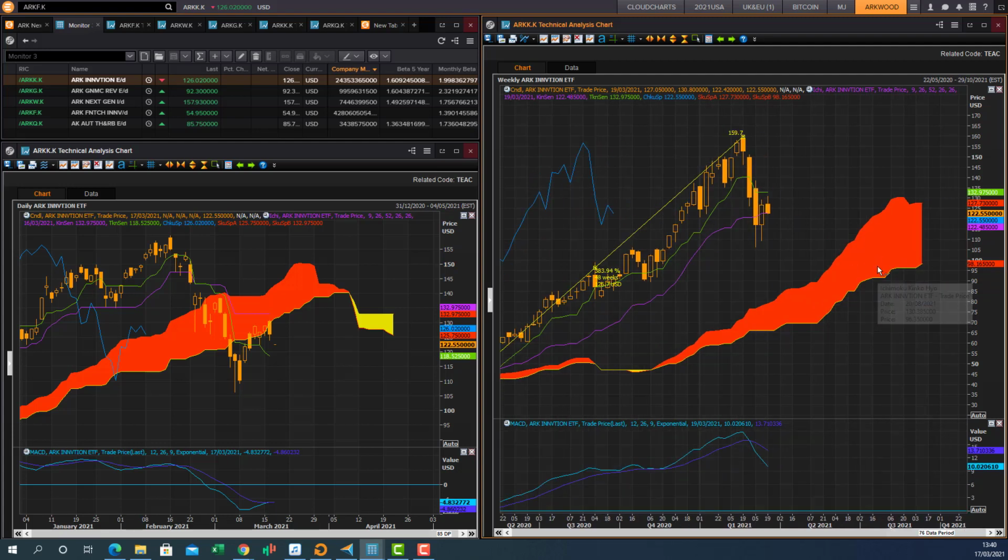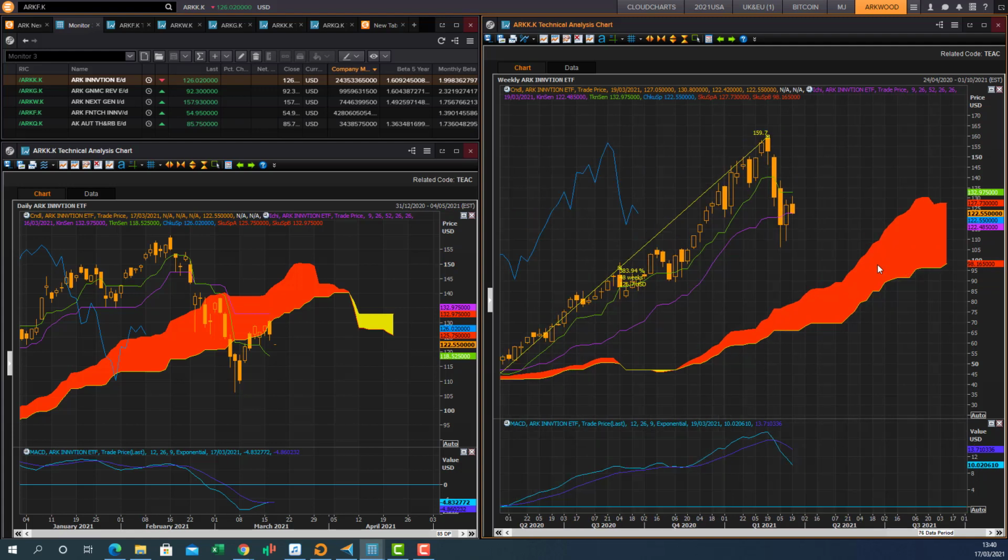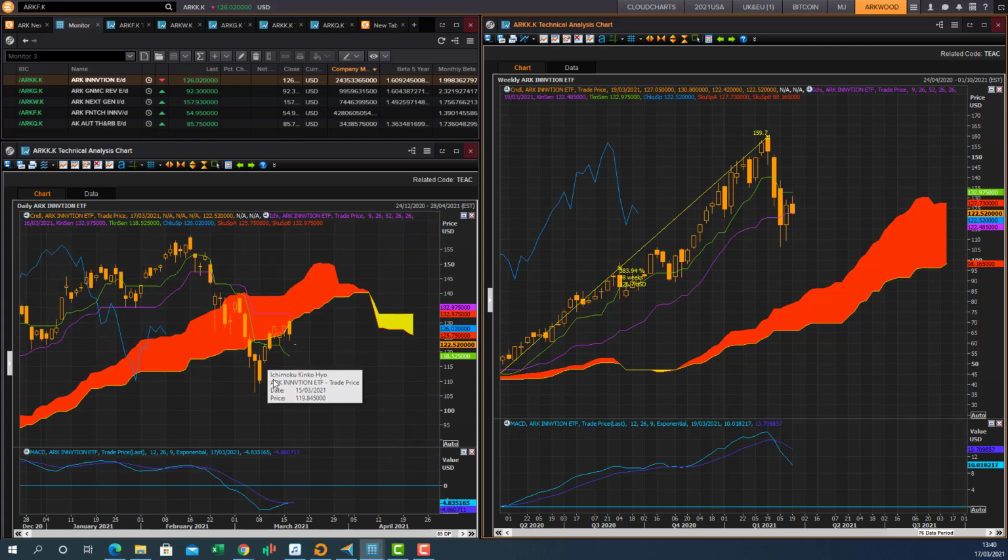But overall, we're still not out of the woods yet on the weekly cloud. We do need to see support come in, and we do need to see price action back above the daily cloud. So somewhat bearish price action on the daily cloud from an Ichimoku cloud chart perspective.